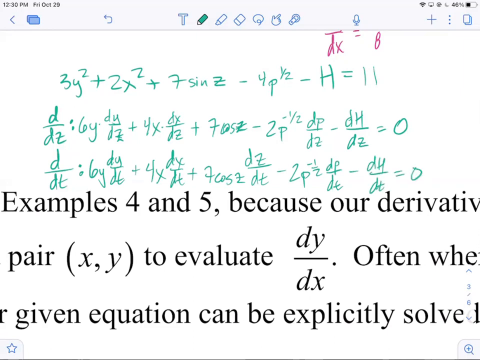So believe it or not, you could take the derivative of an equation with respect to a variable that's not even there. So if you understand those 2 examples, then you understand implicit differentiation, right? Okay, sweet.